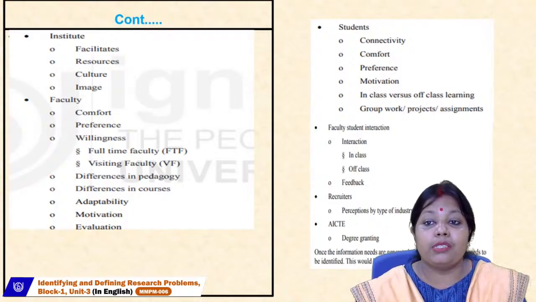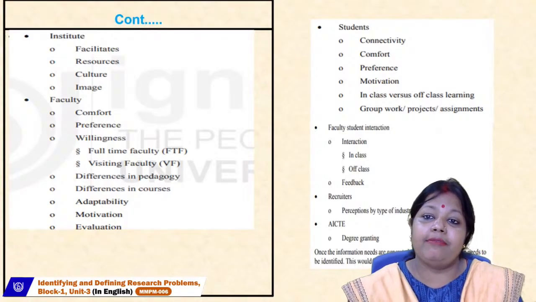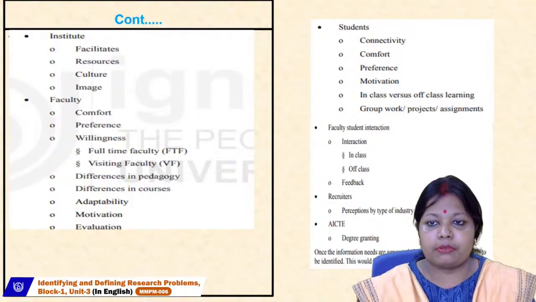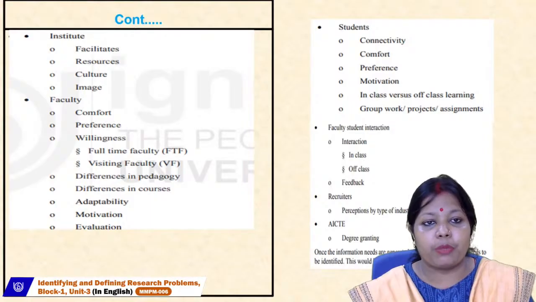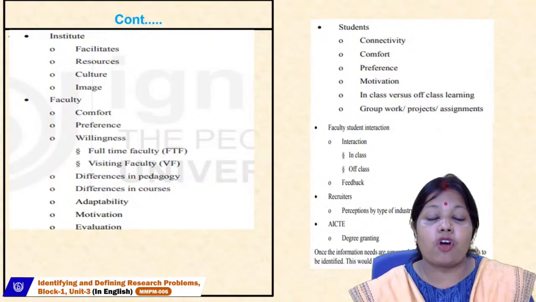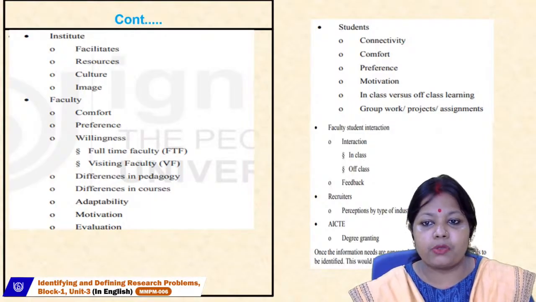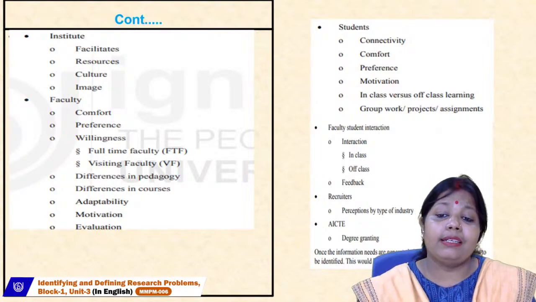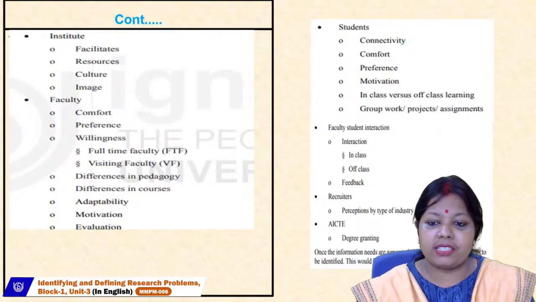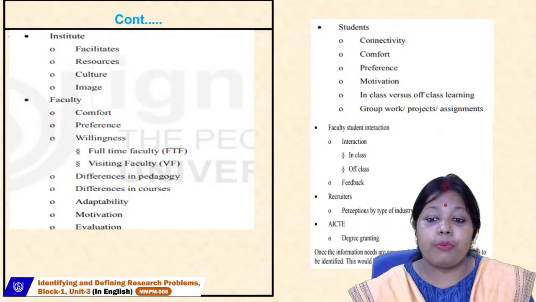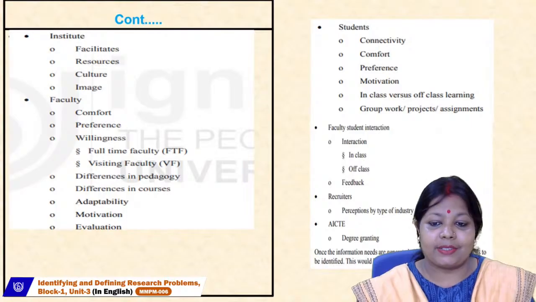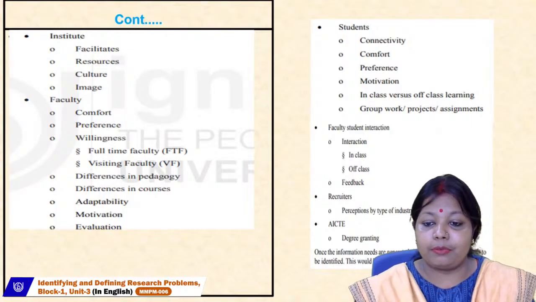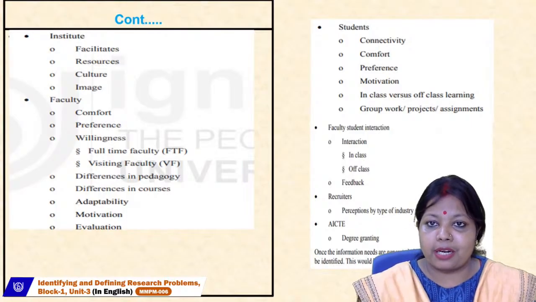Then coming to the students, what type of connectivity can we get from both types of study? In the same way, comfort, preference, motivation, in-class versus off-class learning should be understood. Then what kind of faculty-student interaction is there? Is it happening or not? What about the recruiters' perception, the industry's perception also, and AICTE, who is the approval authority of this program?